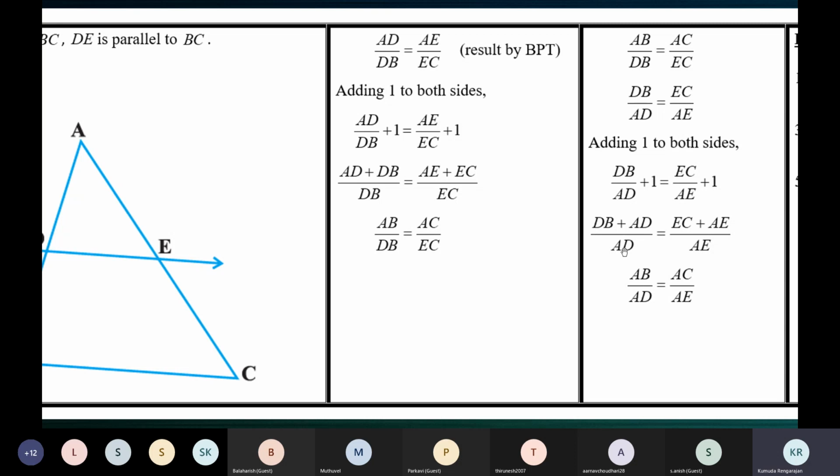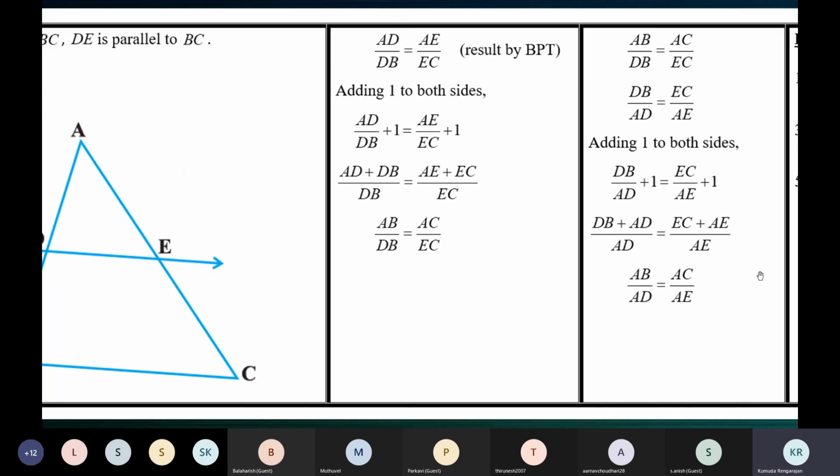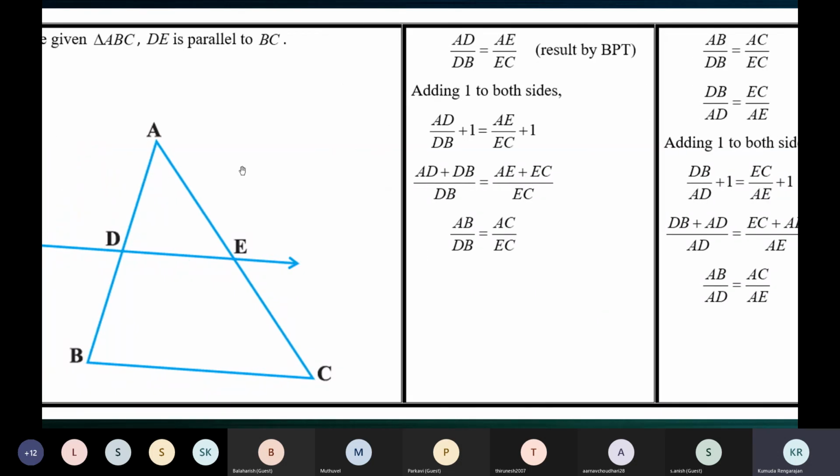So DB plus AD by AD is equal to EC plus AE by AE. What is DB plus AD? DB plus AD is AB by AD is equal to what is EC plus AE? EC plus AE is AC by AE. So this is another new result. AB by AD, read this one. The full side AB by the top part AD is equal to the full side AC by the top part AE.